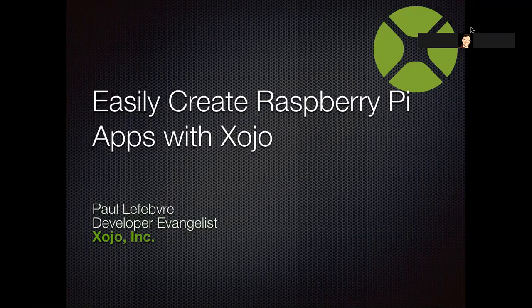The real exciting thing is that Xojo 2015 Release 3 shipped. Of course, that's the most exciting thing that happened today. And with it, we added the ability to create 64-bit apps and the ability to create Raspberry Pi apps.